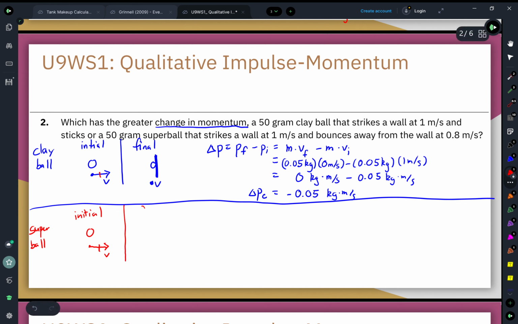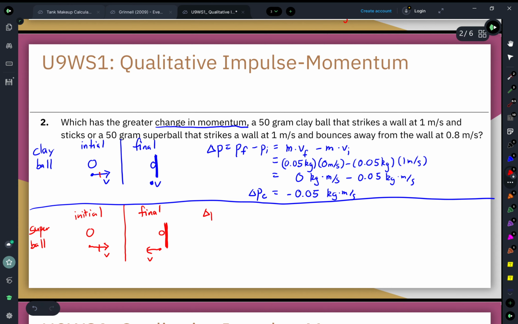Now when I'm looking at the final condition though, it's still going to hit a wall, but what ends up happening is now the ball ends up traveling in the other direction. It bounces back with a smaller speed than what we hit the wall with. So I'm drawing that arrow slightly smaller.